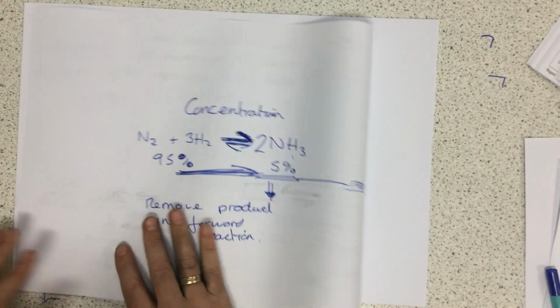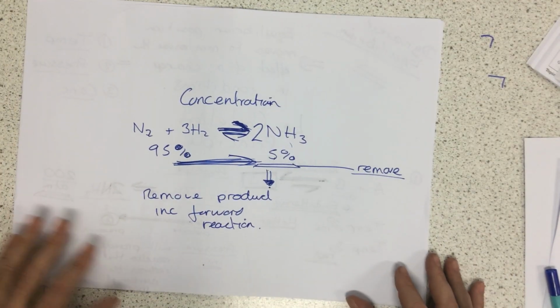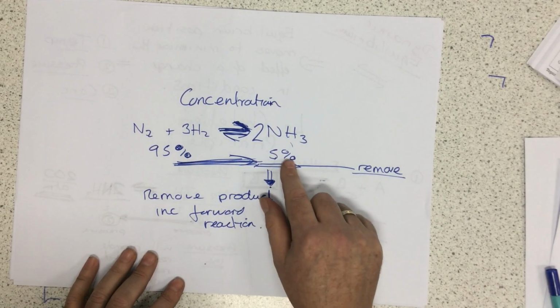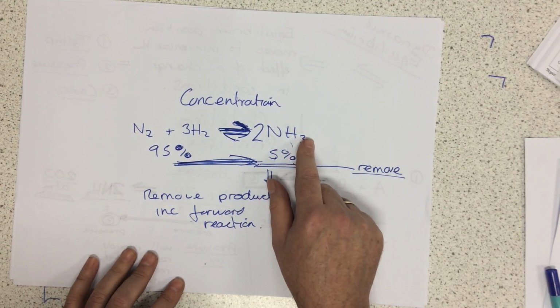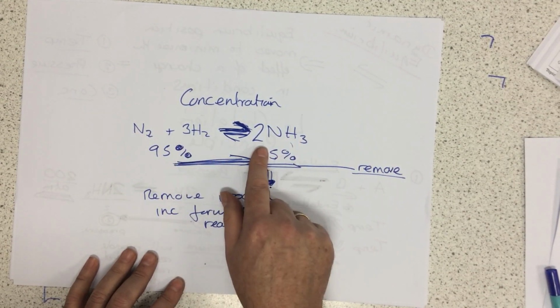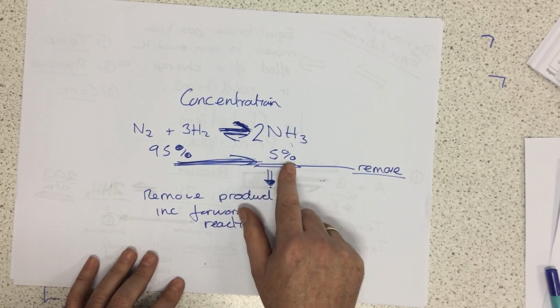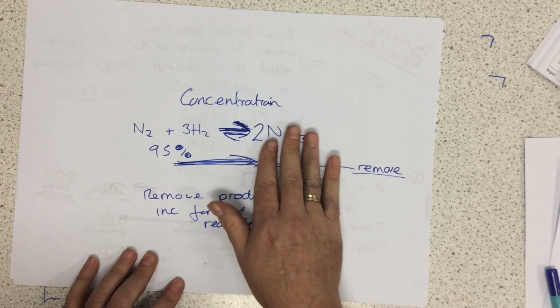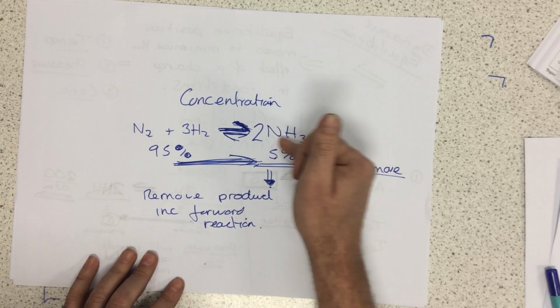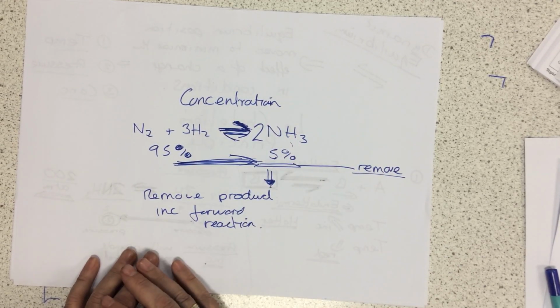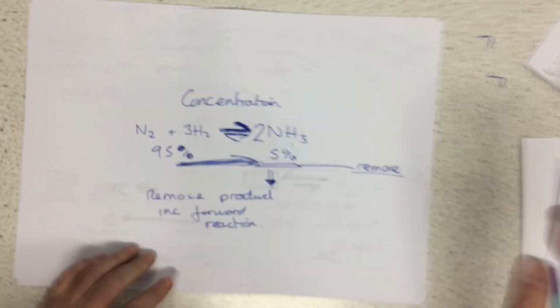And in the case of concentration, if we remove some of, say, the product, then the reaction in the forward direction will be promoted to produce more of that product. If, for instance, we added more ammonia into this, we would promote the reverse reaction. That's a summary of Le Chatelier's principle.